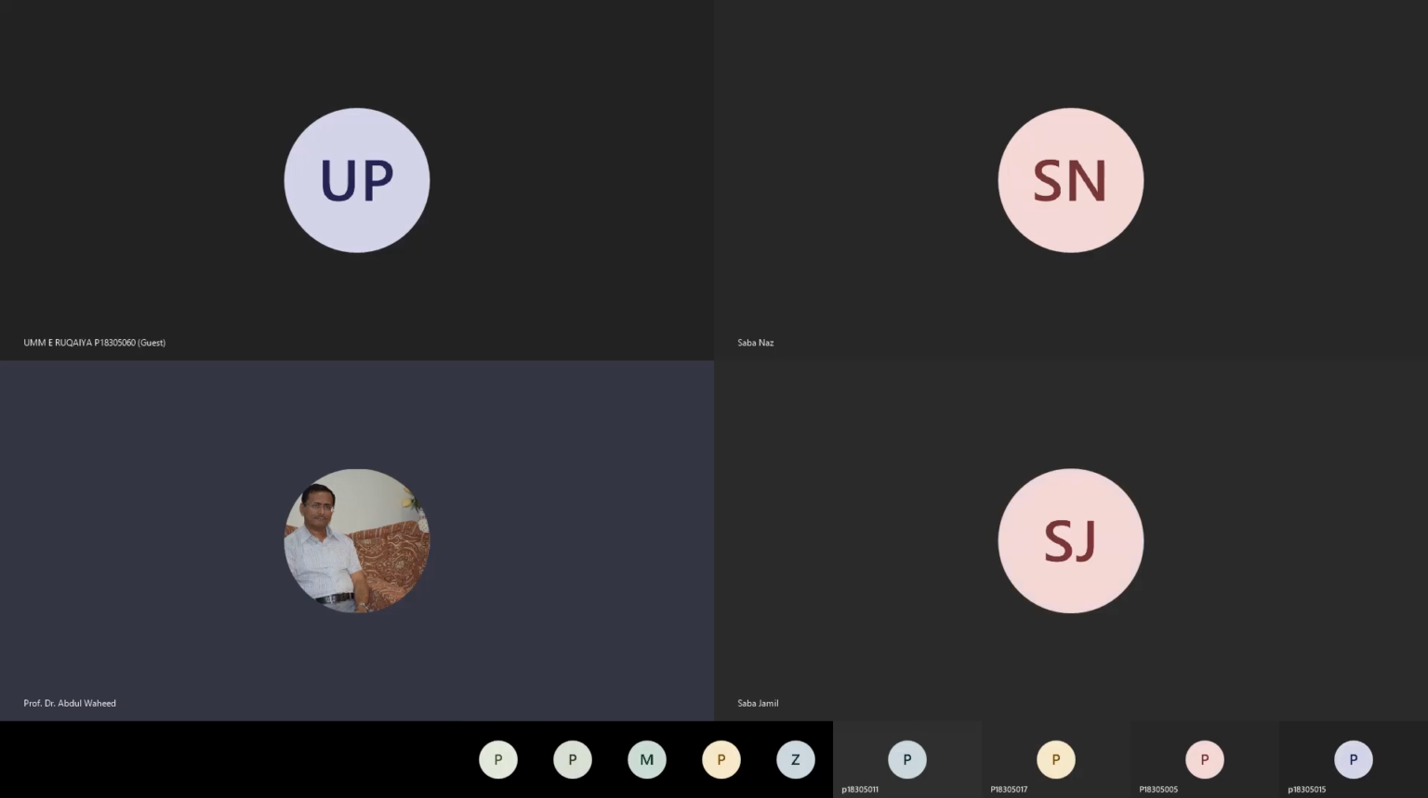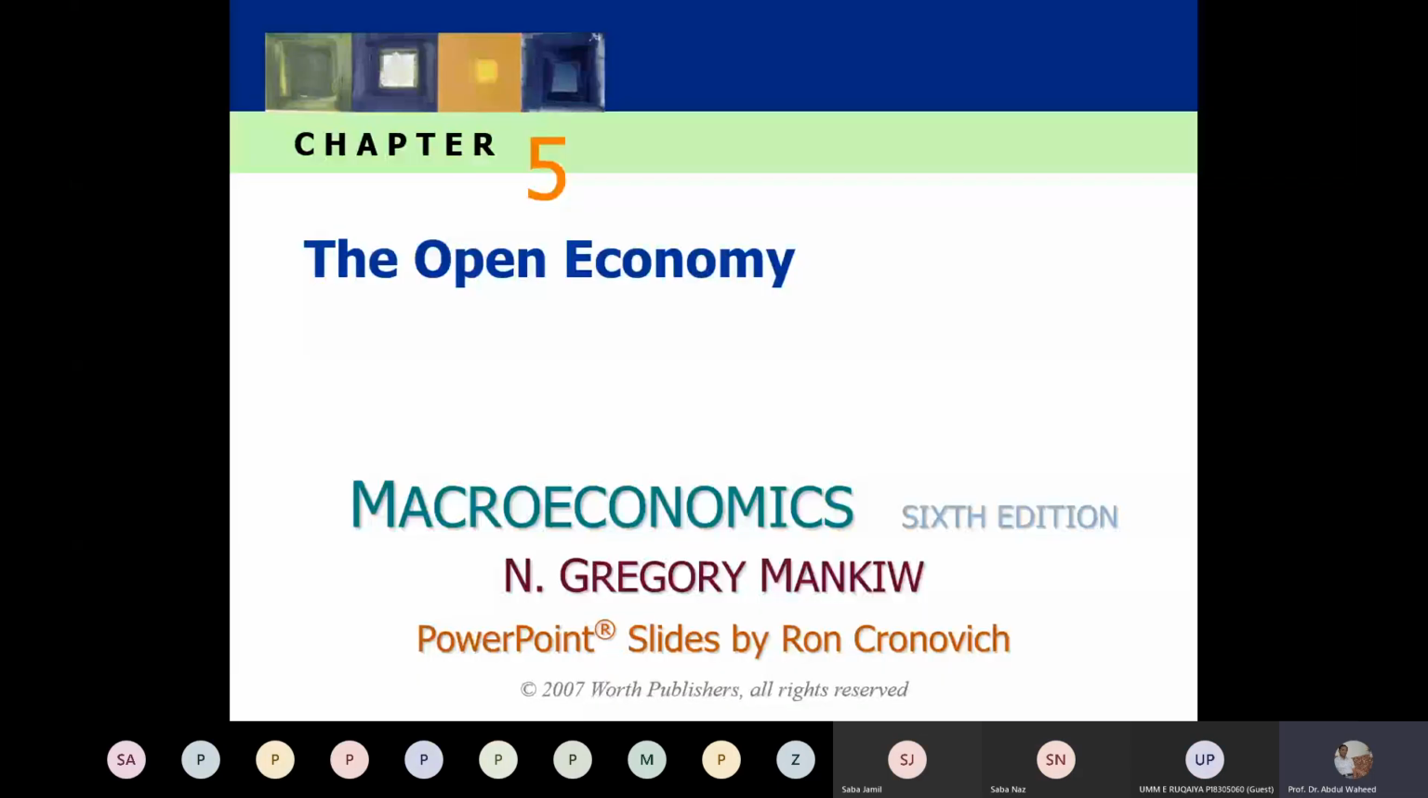Open economy, macroeconomics. Okay, and this is chapter 6. Now, before this, we discussed closed economy. If you have a closed economy, it means there will be no external sector, no export, no import. But when you have an open economy, then you have export and imports.